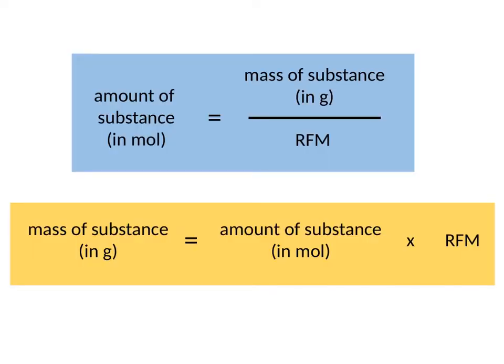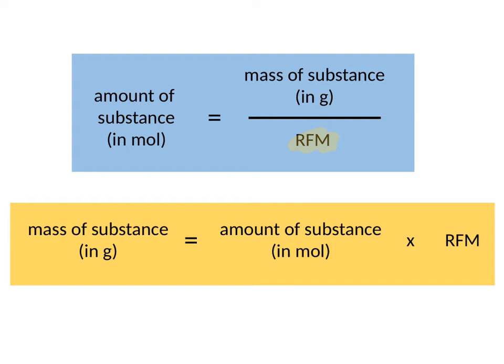So all we actually need is an equation that links the mass, the amount of moles, and the formula mass. So this is using formula mass in both of these equations. It could be relative atomic mass. What both of those are is just how much a substance weighs per mole in grams. So we can rearrange this formula.